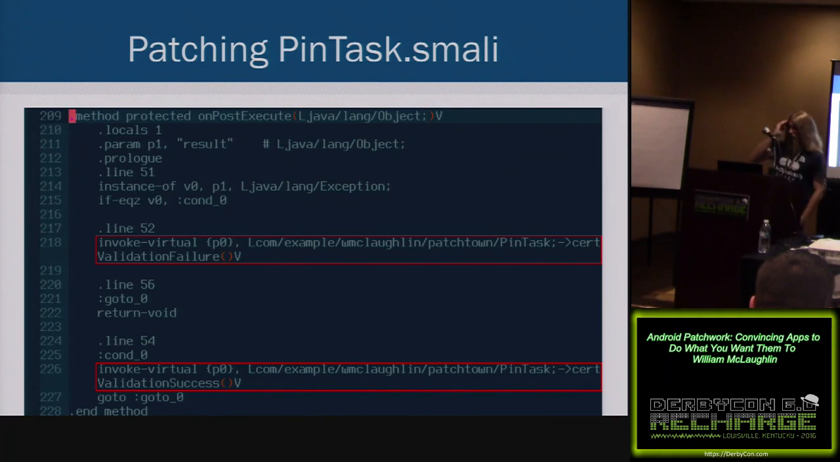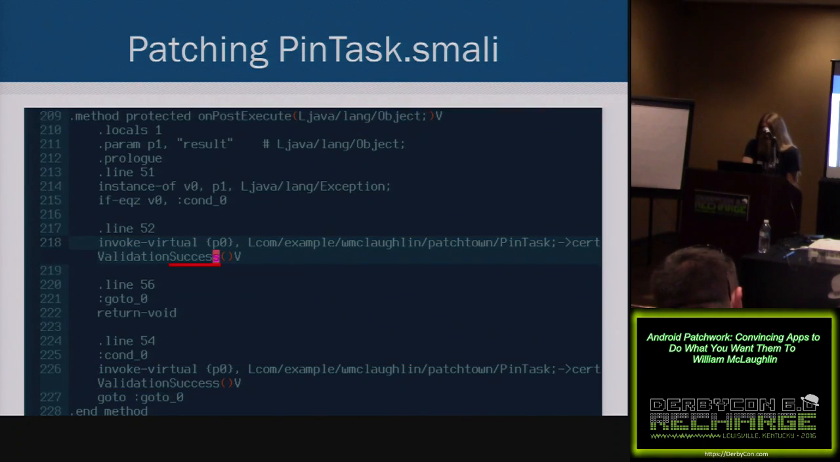So this is the equivalent code to what we were looking at earlier. If this is an exception, fail. Otherwise, succeed. So in order to patch this, the process is simple. We simply change failure to success. Before we were failing, now we're succeeding.